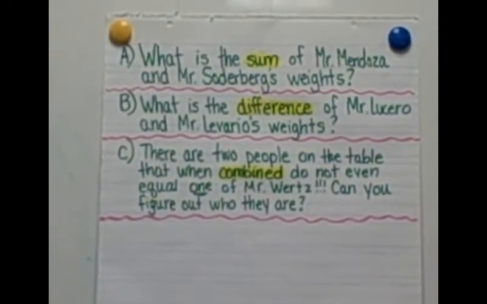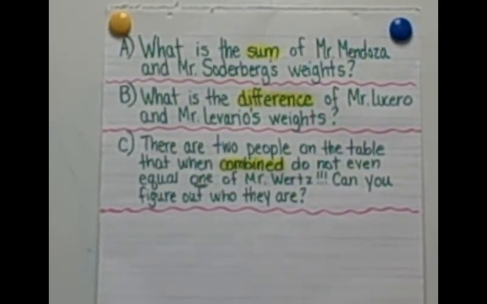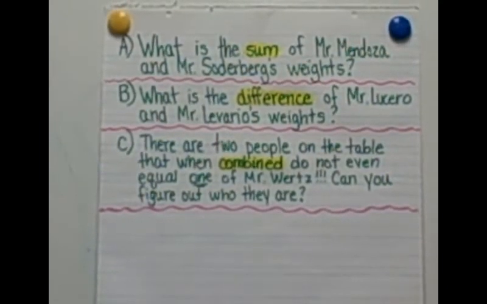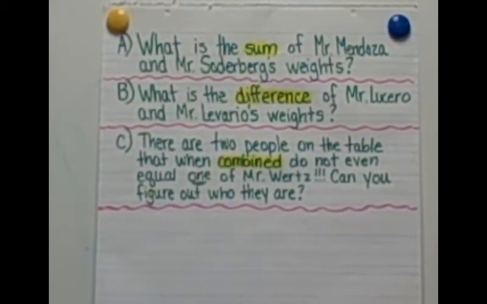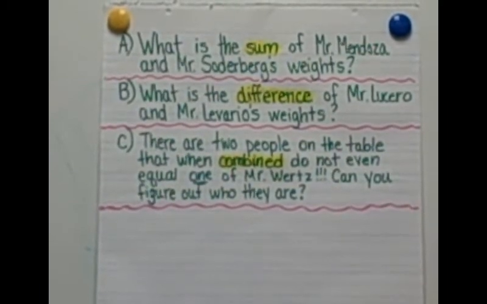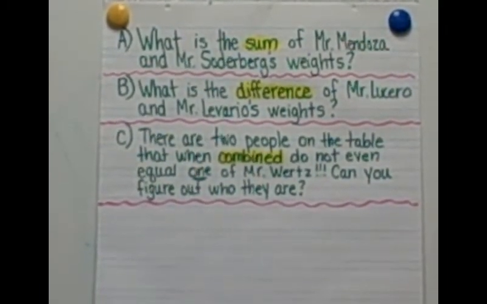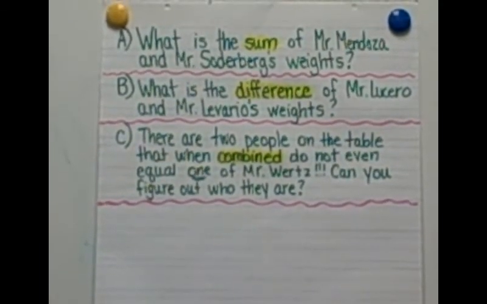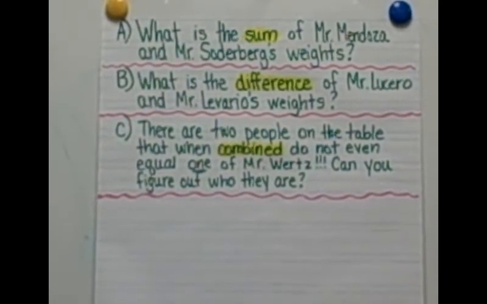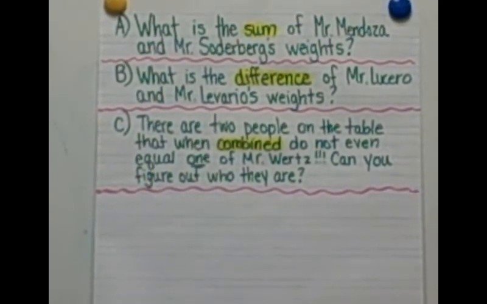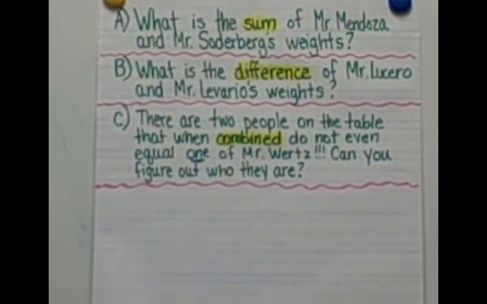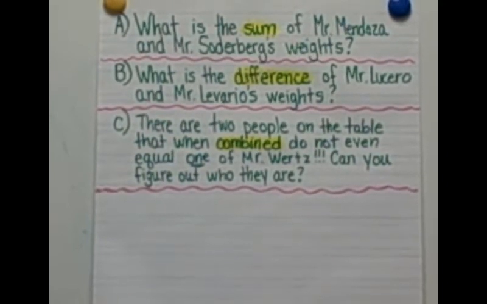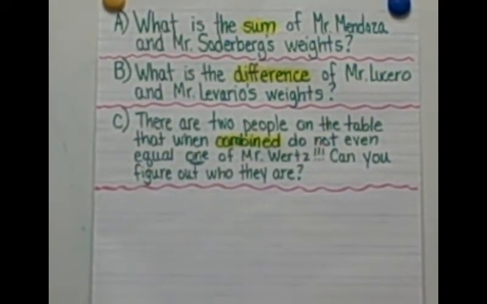So your questions are, A, what is the sum of Mr. Mendoza and Mr. Soderberg's weights? B, what is the difference of Mr. Lucero and Mr. Lavario's weights? And C says, there are two people on the table that when combined do not even equal one of Mr. Wertz. Can you figure out who they are?